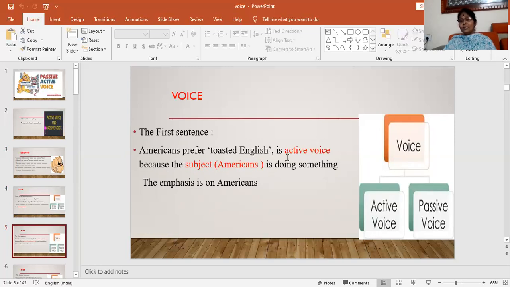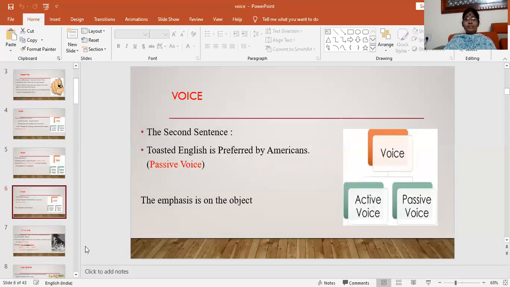Now I told you that this is an active voice because the subject, that is the Americans, is doing something. Now who prefers toasted English? Americans. So here the emphasis is on the subject, that is the Americans. So when the emphasis is on the subject, that is Americans in this sentence, then we say that this sentence is in active voice.